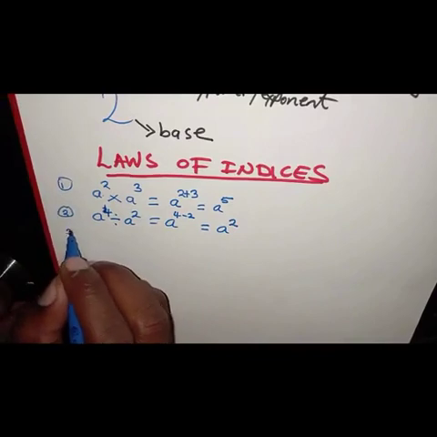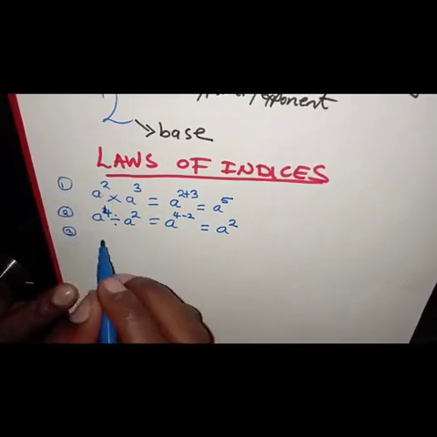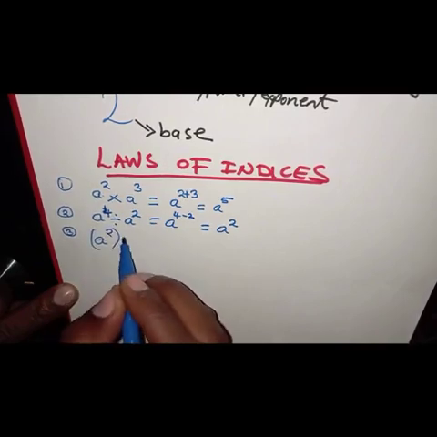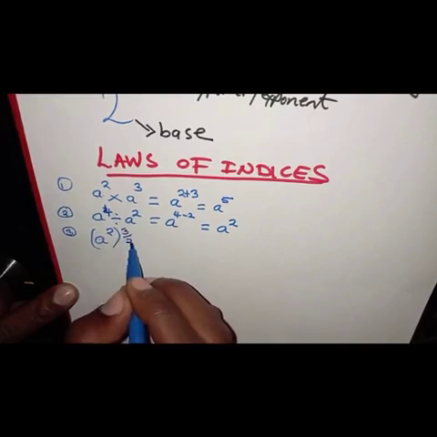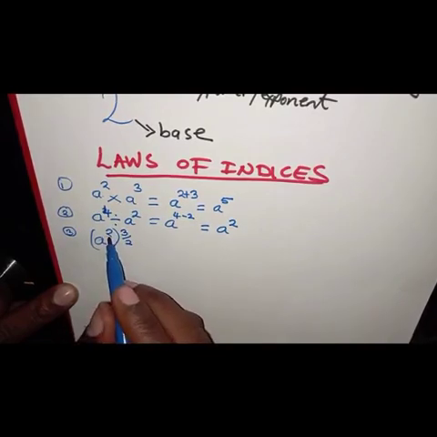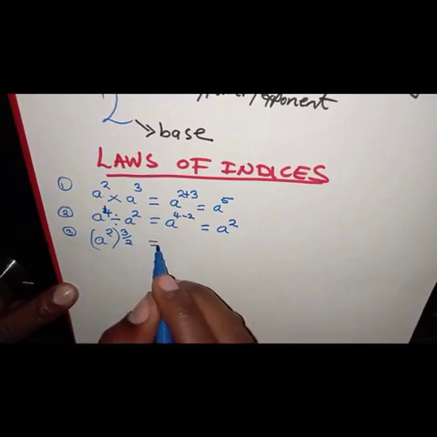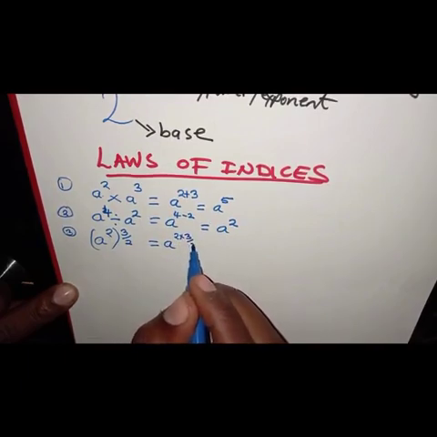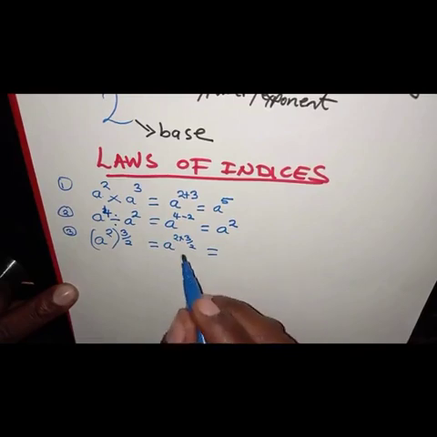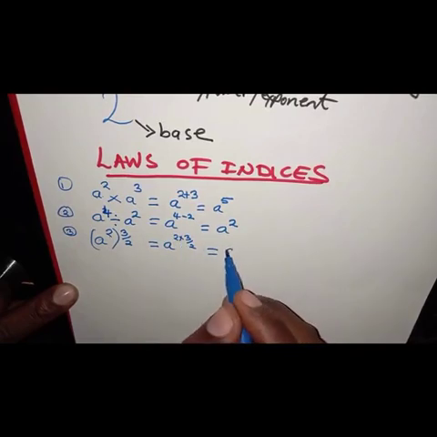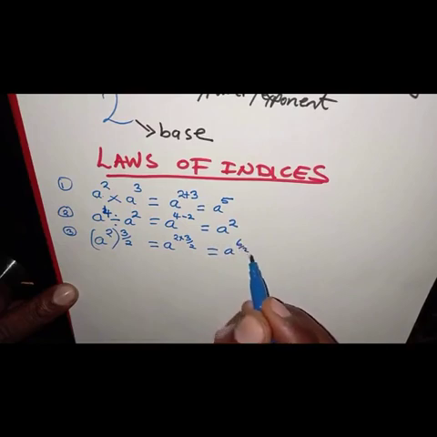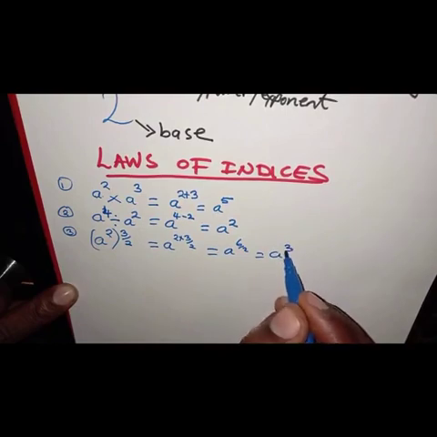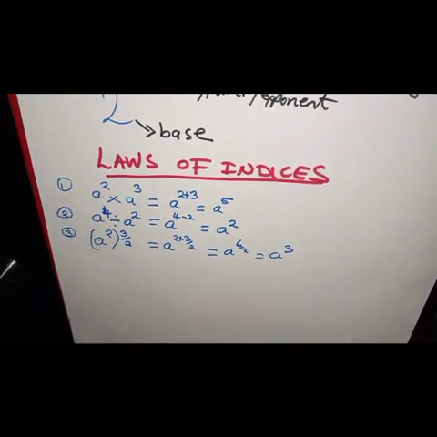The third law says whenever you have 2 powers like this, see, you've got 2 powers, the one inside and the one outside. This law says multiply those powers. See that? Multiply those powers. 2 times 3, you get 6. So it will be 6 over 2, of which you are aware 6 divided by 2 is 3. So these are the first 3 laws.